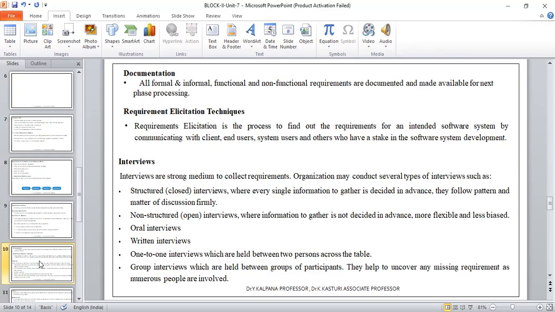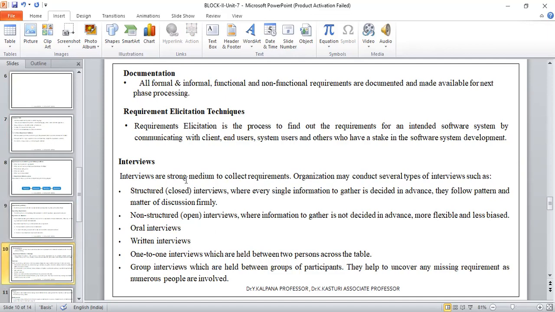Informal and formal, whatever is given in the documentation, and whatever the client and the end user give orally, whatever is discussed in oral format, everything, functional and non-functional requirements, everything is documented and made available for the next phase processing. Okay.